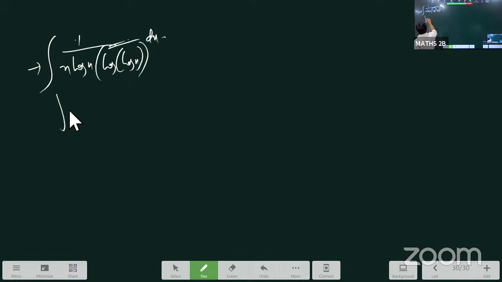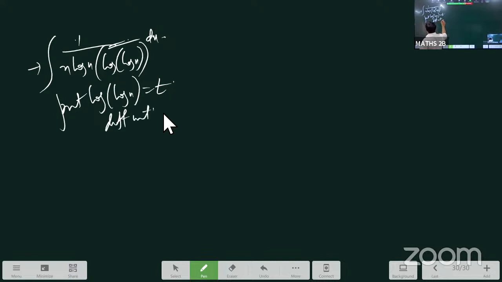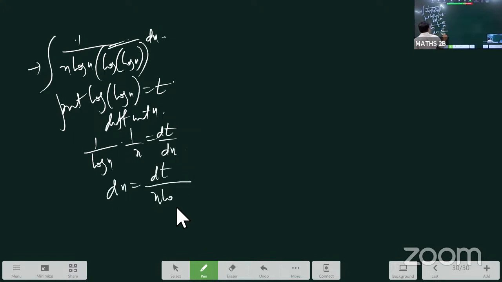See here. Integration of 1 by x log x into log of log x. So here put log of log x equal to t. Differentiate with respect to x. That is one derivative, first derivative is log x, again 1 by x. This is dt by dx. Then dx equal to dt by x log x. Now replace everything there. 1 by x log x is okay.